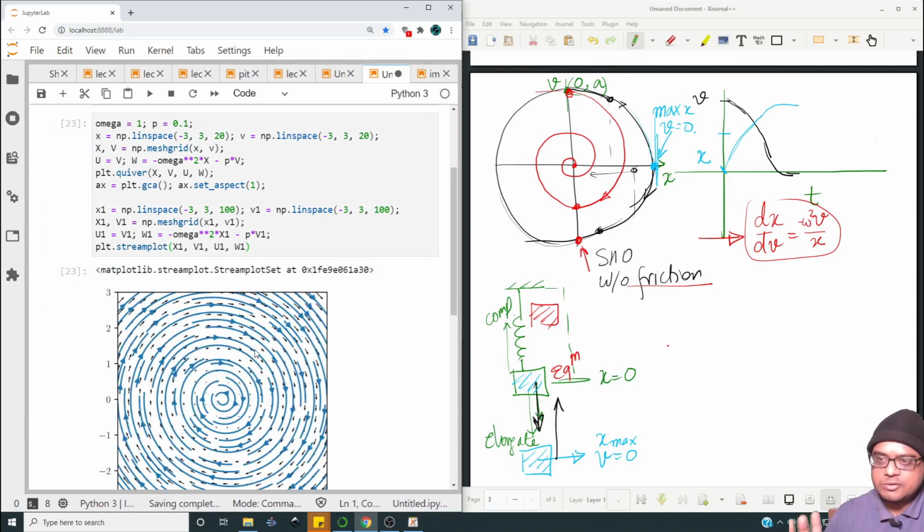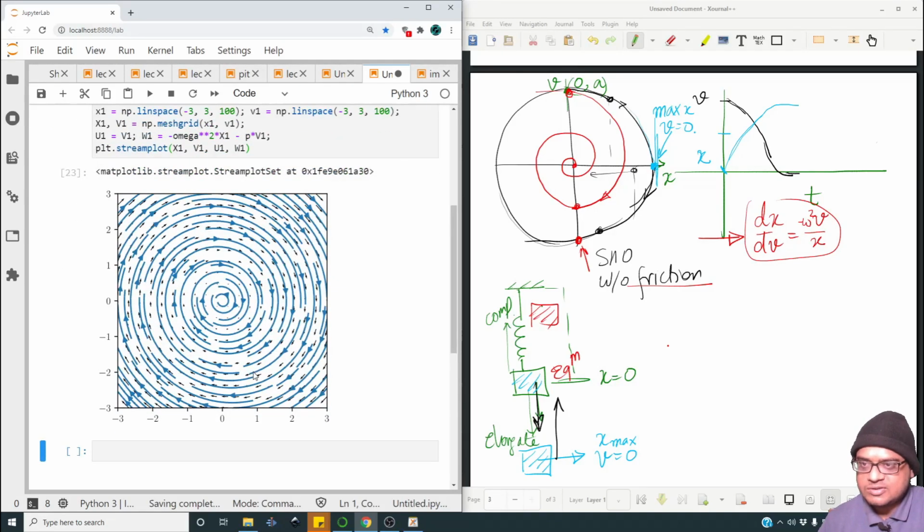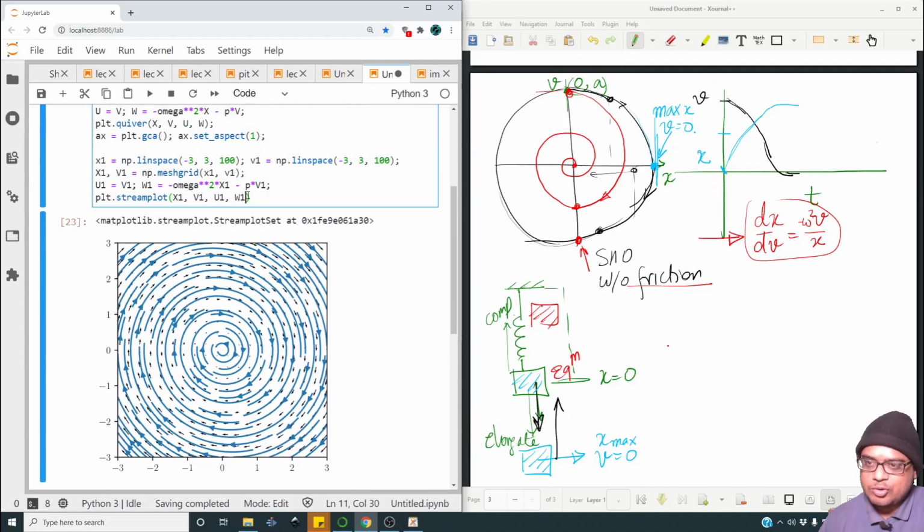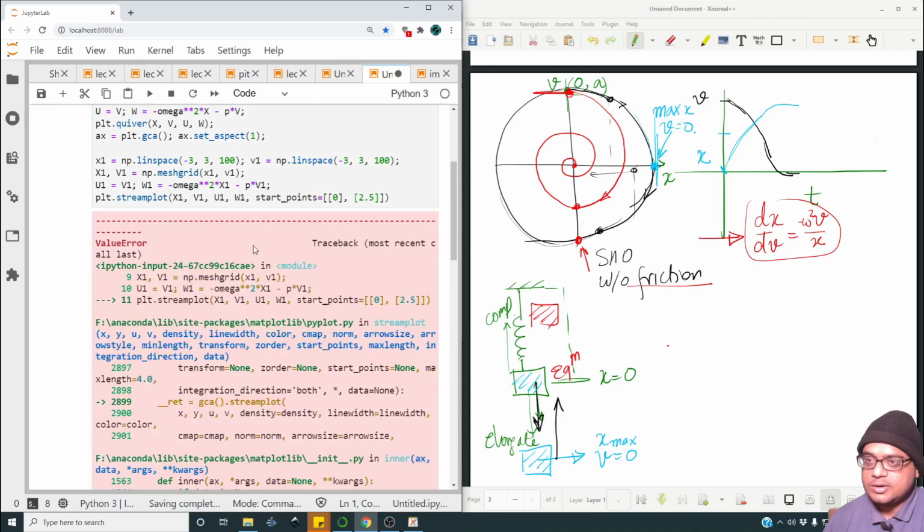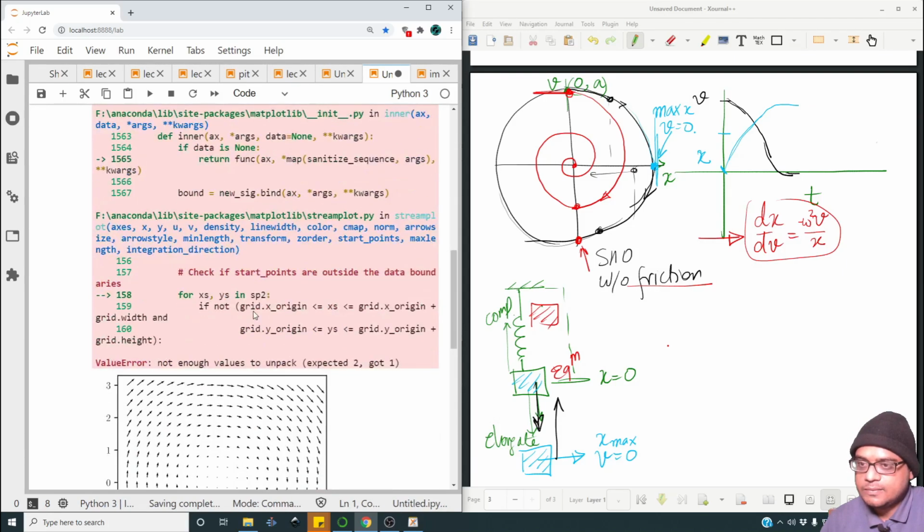Okay, it's giving us a bunch of streamlines, very broken streamlines, because it's plotting it using a uniform density, but we don't want that. We want the streamline or the trajectory to start from this particular specified point. So we will specify start points equal to, so this will be two things. So we will start with x at 0 and y at say 2.5. Let us run this. Okay, there's an error.